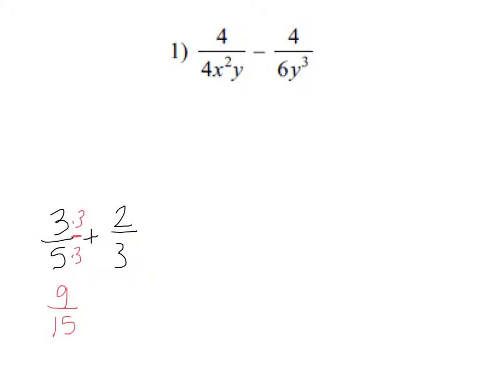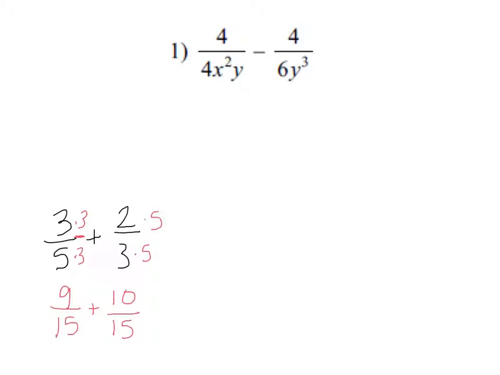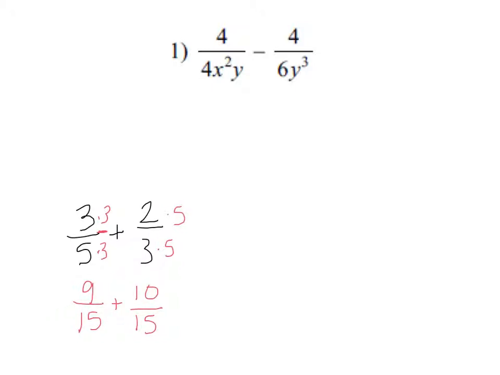All right, over here I have to decide what I need to take 3 times to get that common denominator. So I need to take it times 5, but I have to do it on the top also. So it's plus 10/15. Once you're able to write this with the common denominator, then you add your numerators across, but your denominator stays the same. So you're going to have 19 over 15 as your final answer.